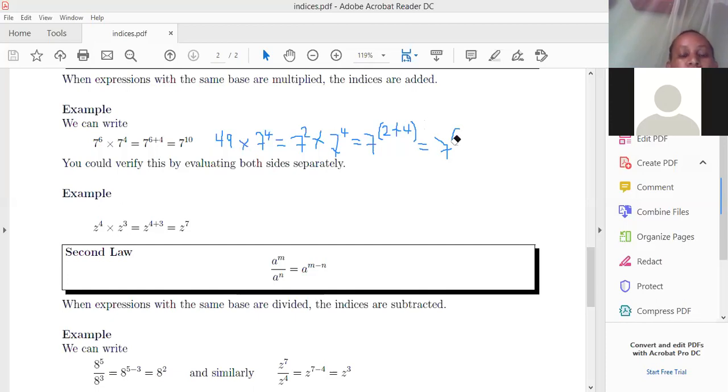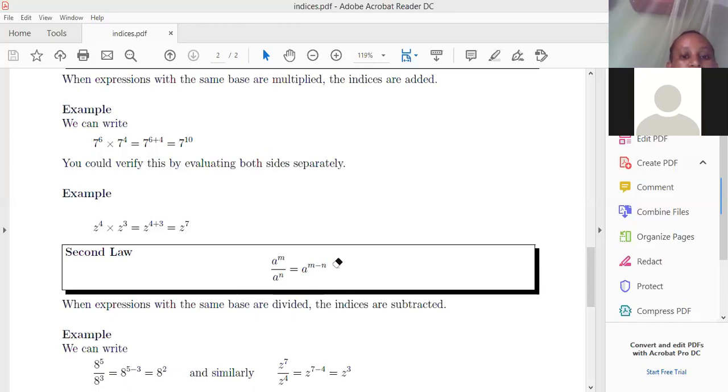So that is one of the rules we use when it comes to dealing with variables which are involving powers, or whatever we are calling indices. Let's go to law number 2, and this is what we call the subtraction law.